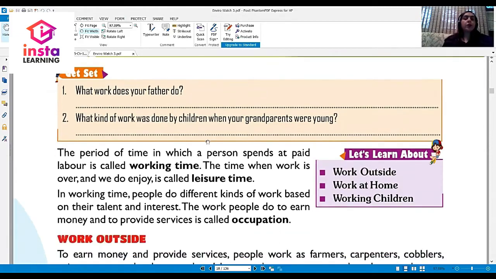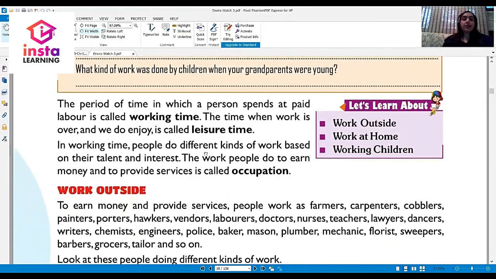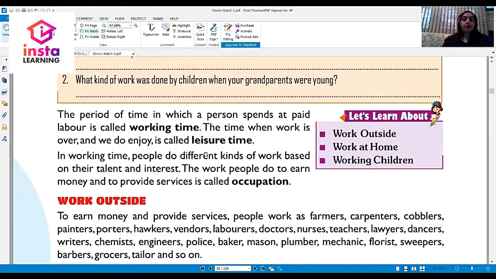What kind of work was done by children when your grandparents were young? You must go and ask your grandparents what kind of work was done by children when they were young. You see, basically, everybody works. Even children work. Right now, this is your work time. You are studying. We can say that every person's time is divided into two parts, working time and leisure time.